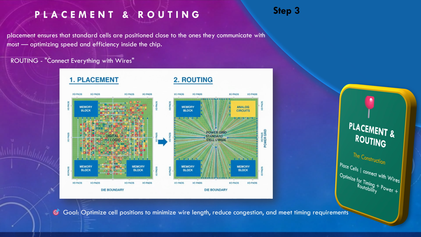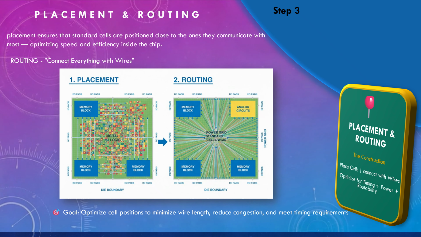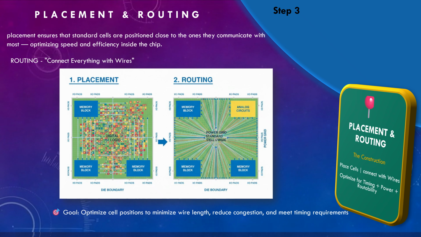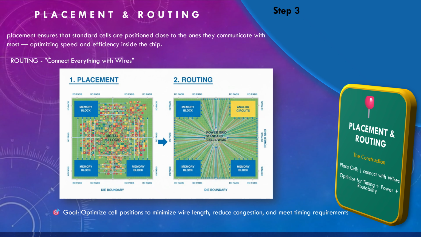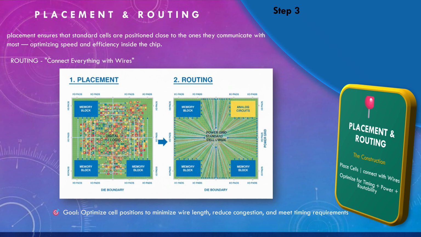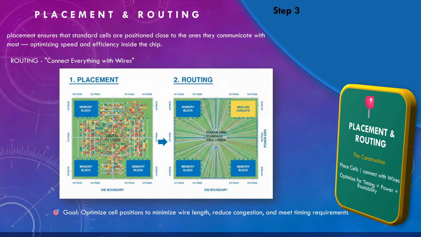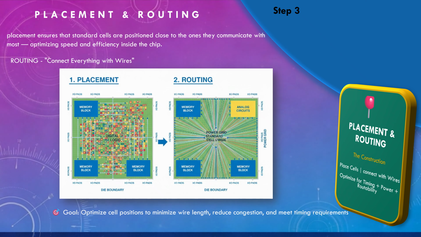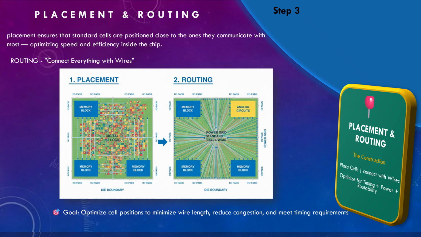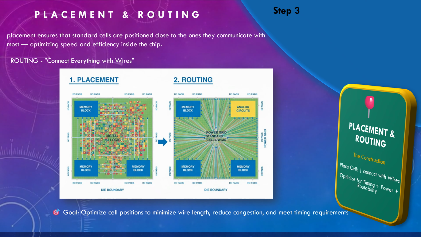The three enemies are congestion, timing, and DRC violations. Goal is every cell placed optimally, every connection routed cleanly. This stage takes the longest time, especially for complex designs. Step 4. Clock tree synthesis. This is the nervous system of your chip.